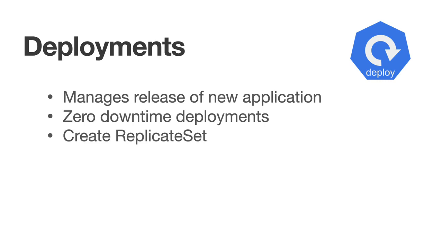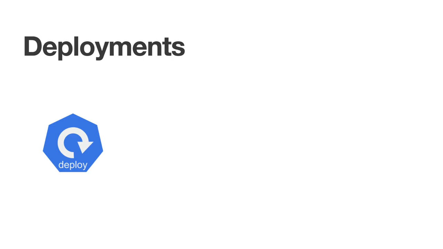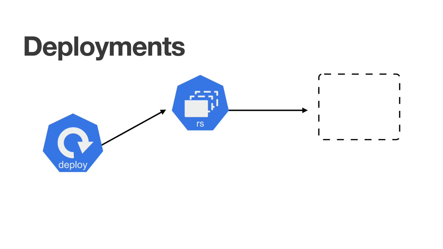Now, the way it works is you have a deployment. The deployment creates a replica set, and I'm going to explain replica sets in a second. But basically the replica set ensures the desired number of pods are always running. So in this case, let's say that we want to have 3 pods. The replica set will make sure that we always have 3 pods, just like this.